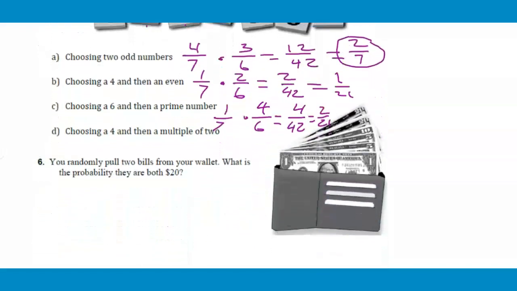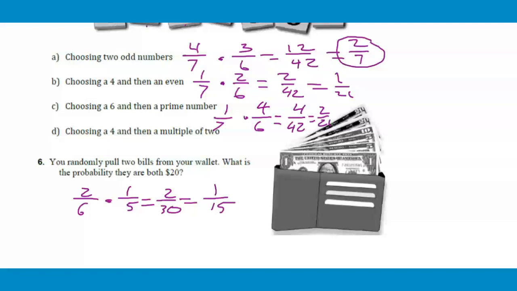And one last one there, you randomly pull 2 bills from your wallet. What is the probability they are both 20? So how many bills are there? I see 1, 2, 3, 4, 5, 6. So out of 6, first bill that you pull out, how many 20s are there? It looks like there's 2. 2 out of 6 times, well, you took the first bill, so there's no longer 6 there. There's 5 there. And there's no longer 2 20s. It's 1 out of 5. Multiply that, you get 2 out of 30. And simplify that, that's 1 out of 15. This would be dependent events.